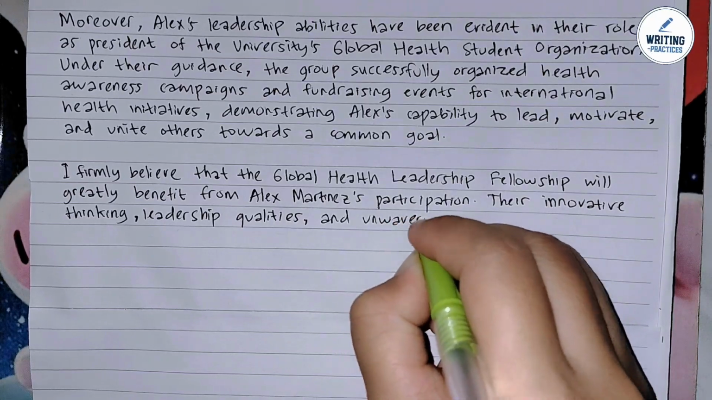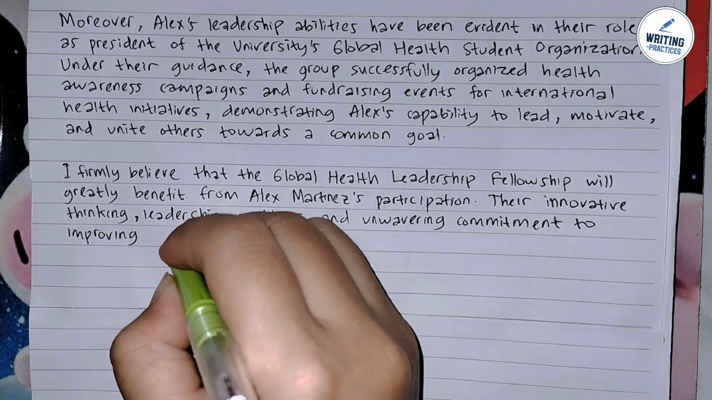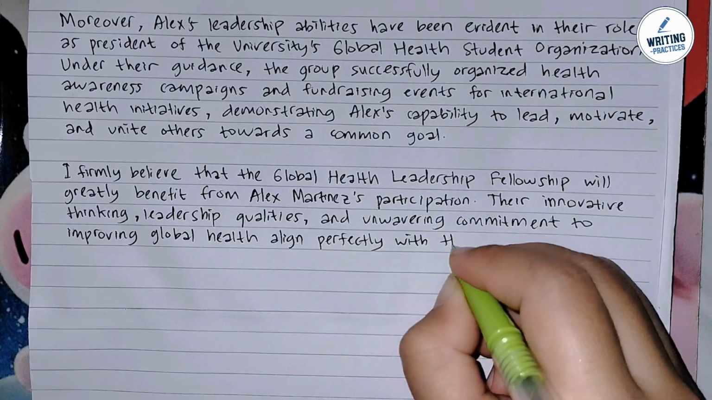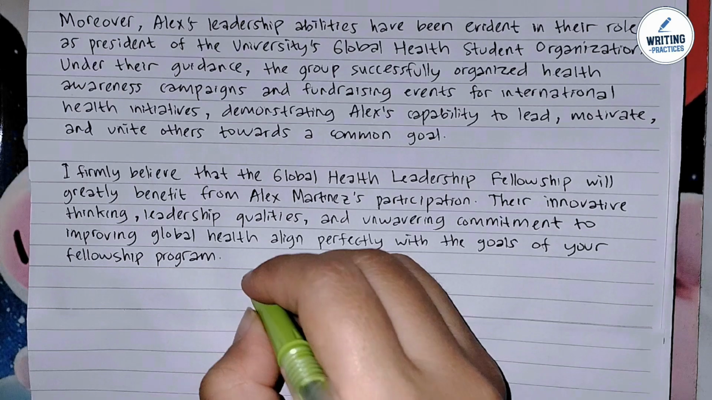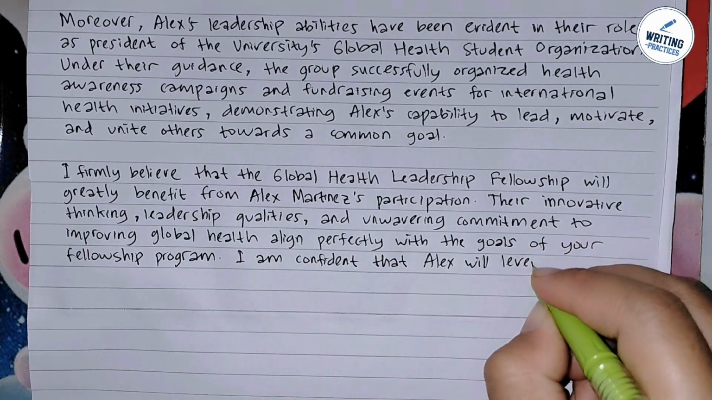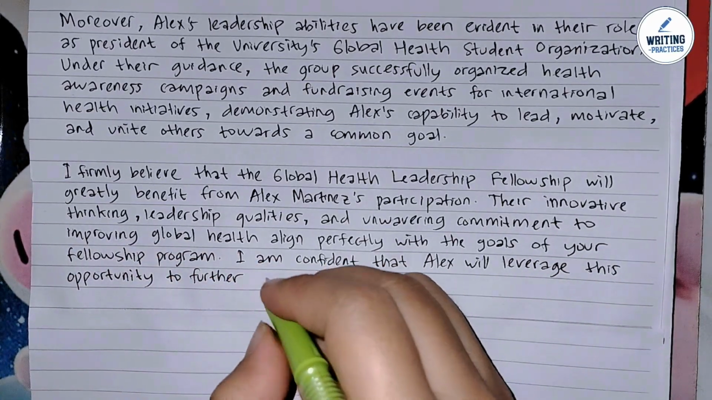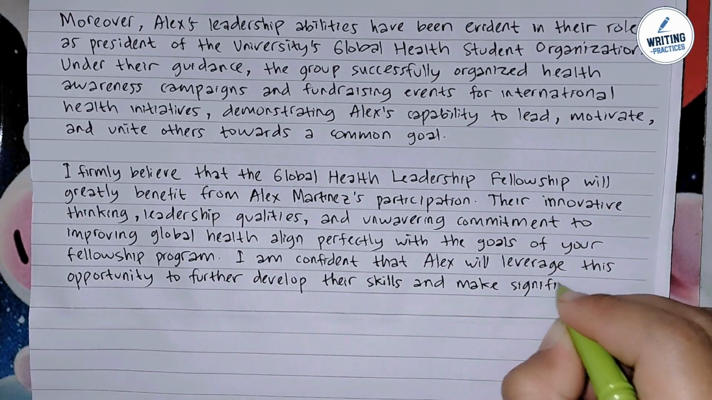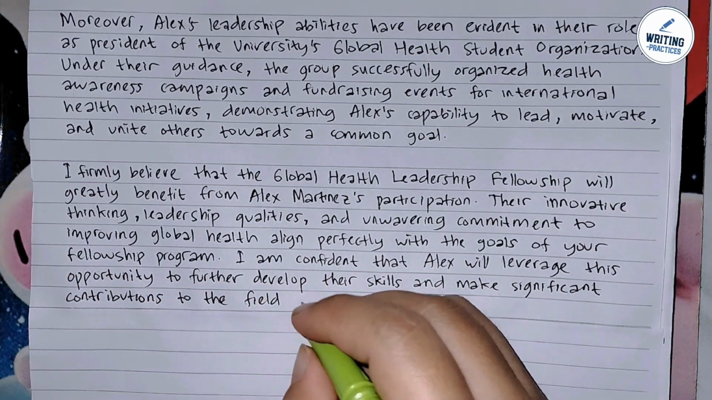Not only that, but you can also emphasize how the fellowship will help the applicant further develop their skills and contribute to the field. Here is the example of how you write it. Their innovative thinking, leadership qualities, and unwavering commitment to improving global health align perfectly with the goals of your fellowship program. And you need to demonstrate the mutual benefits of the applicant being selected for the fellowship, suggesting they will make significant contributions. If you have no idea what to write, you may copy this: I am confident that Alex will leverage this opportunity to further develop their skills and make significant contributions to the field of global health.